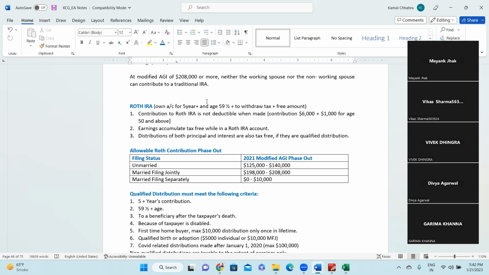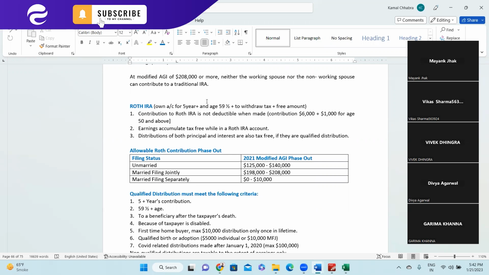However, the accumulated earnings in case of Roth IRA are not taxable in future also. That is the advantage of the Roth IRA. Whereas in the traditional IRA, earnings are always taxable, whether you choose deductible or non-deductible. But the benefit of the Roth IRA is that earnings are non-taxable. So distribution of both principal and interest are tax-free if they are qualified distributions. The only thing is it should be a qualified distribution.